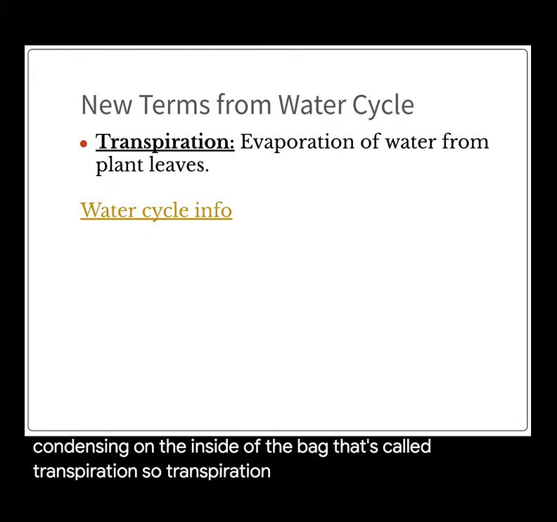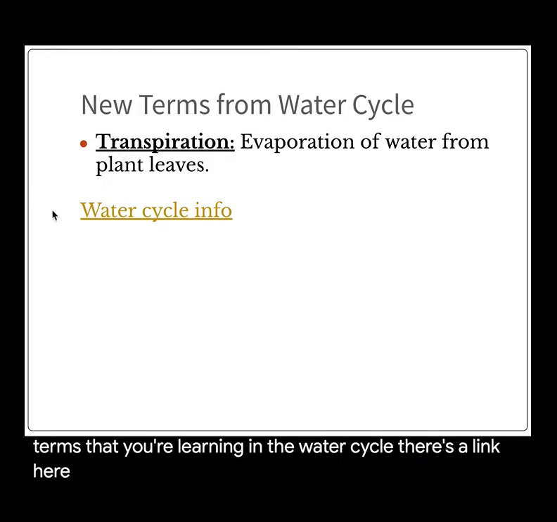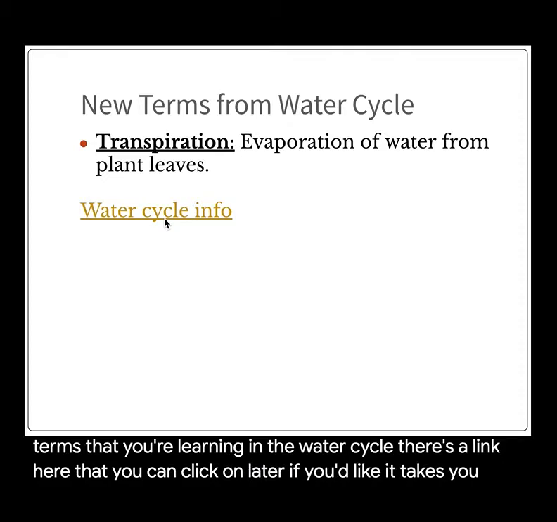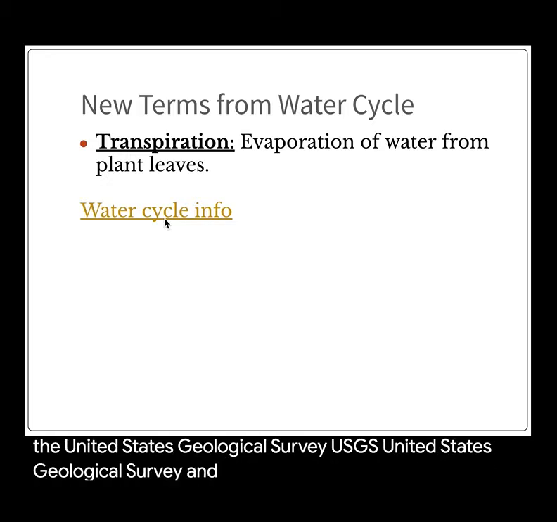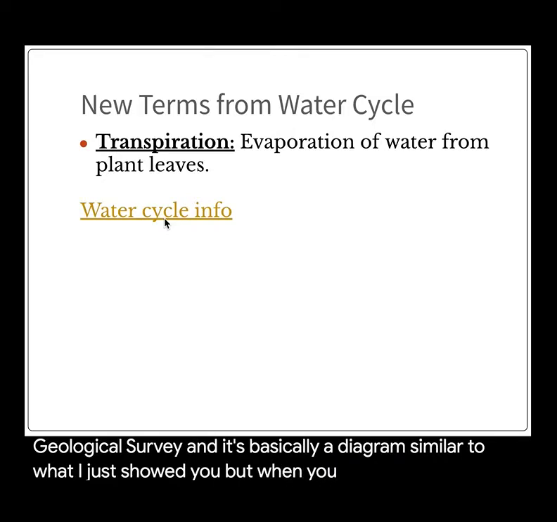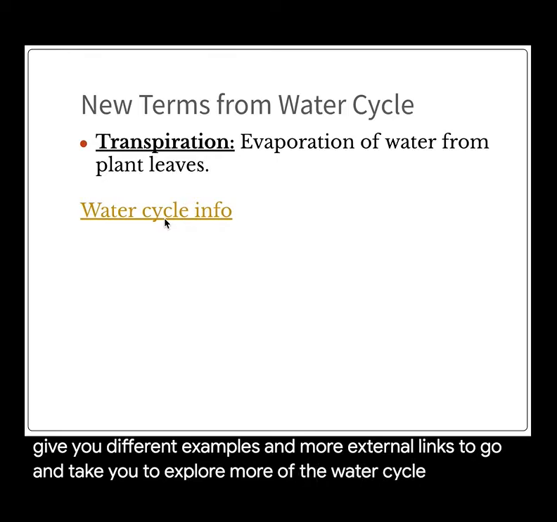So transpiration is probably one of the newer terms that you're learning in the water cycle. There's a link here that you can click on later if you'd like. It takes you to the United States Geological Survey, USGS. And it's basically a diagram similar to what I just showed you, but when you hover over words, it'll give you different examples and more external links to go and take you to explore more of the water cycle.